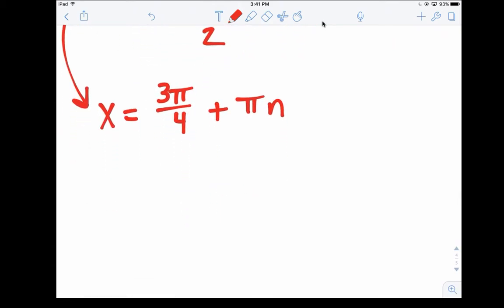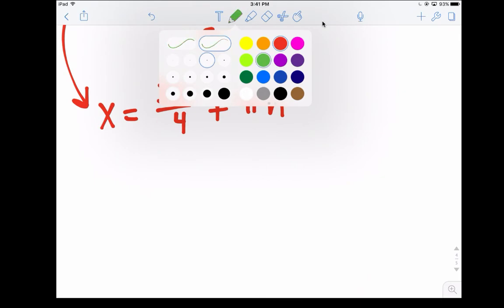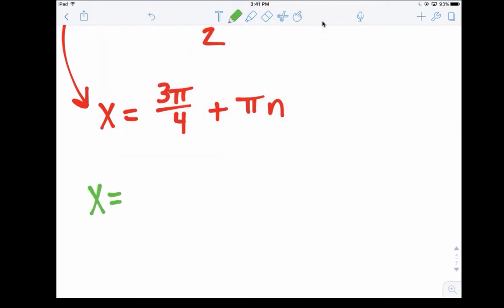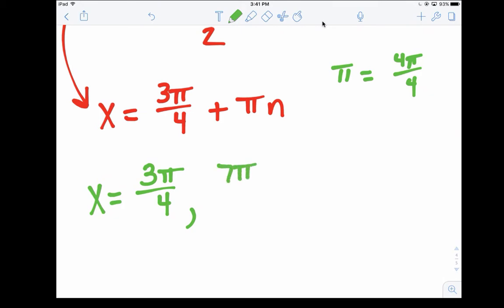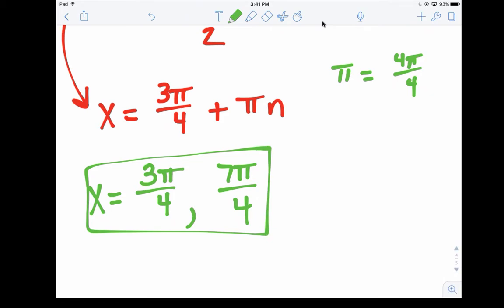Okay? So what you have now is you're just going to list your solutions. So 3 pi over 4 would be your first solution, right? And you're going to add 1 pi to that. And 1 pi in this case is 4 pi over 4. So 3 pi over 4 plus 4 pi over 4 is 7 pi over 4. Okay? So those are your two answers, right? You don't want to go over 2 pi. So just make sure you're paying attention to that as well.